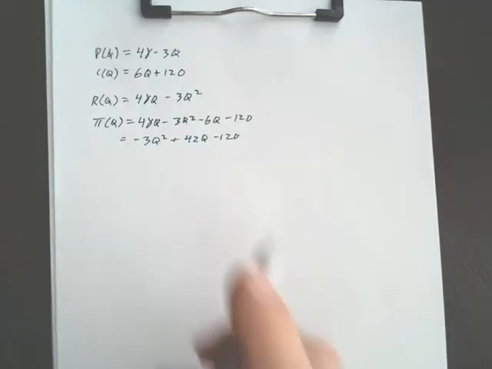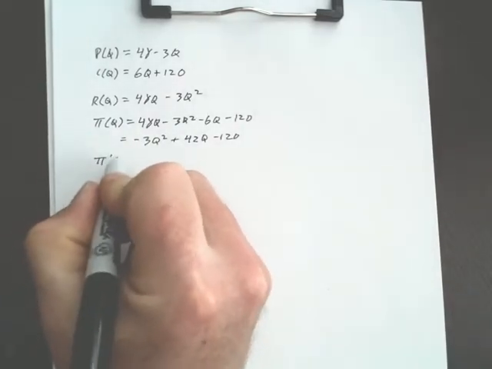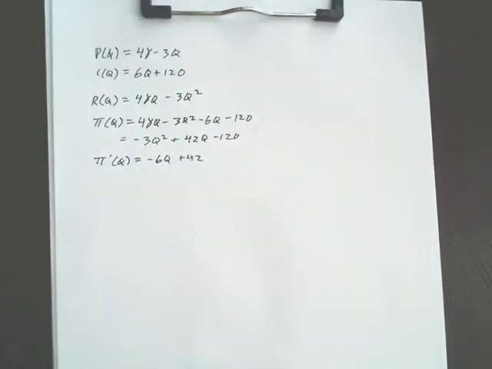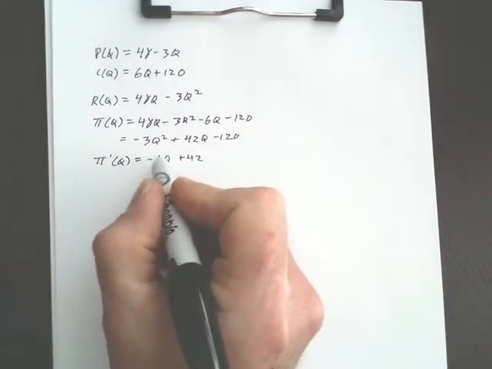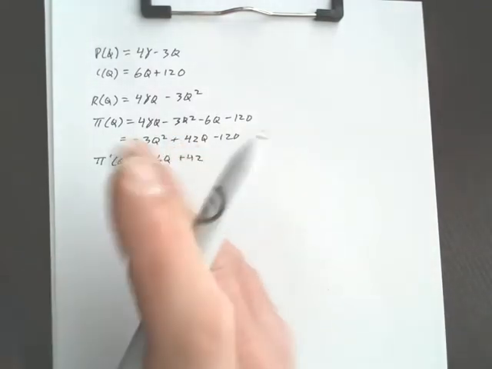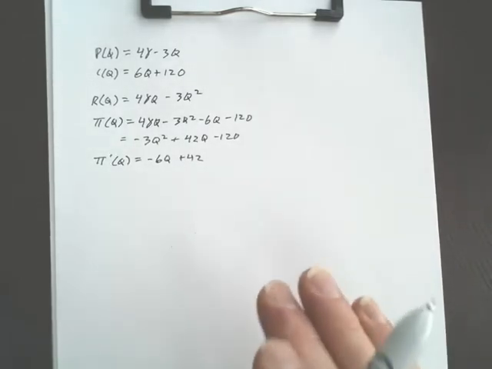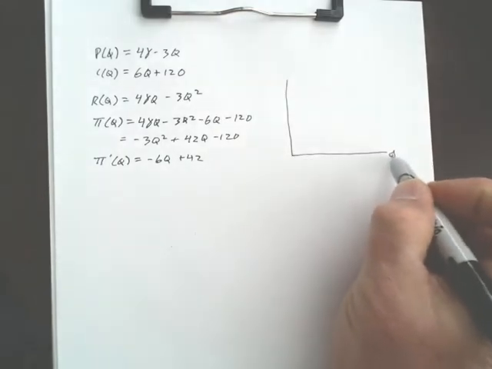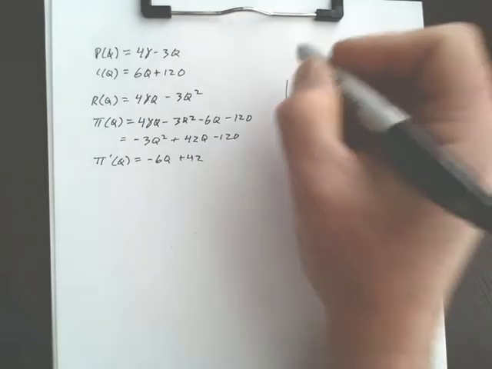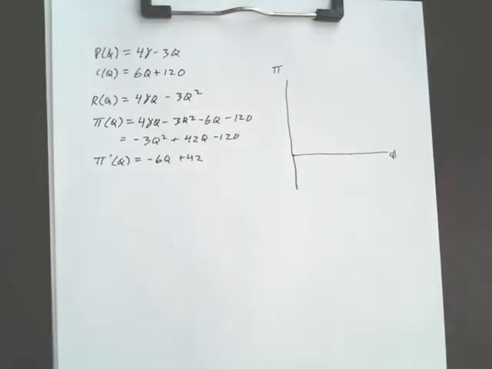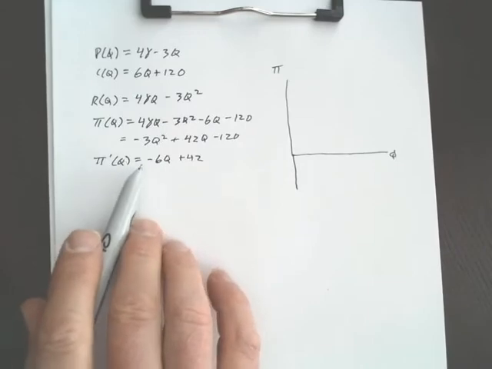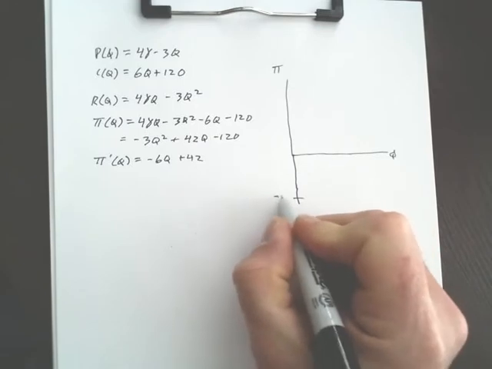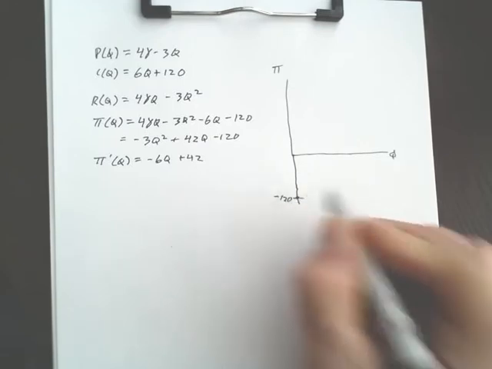Now we're going to take the first derivative of that profit function, and we get negative 6Q plus 42. And of course the second derivative is going to be negative 6, so we know it's concave down, so we know we're going to have a profit maximizing Q. We graph pi of Q on a pi Q axis. We know that at Q equals 0, profit is negative 120, so we know the function's going to start there.